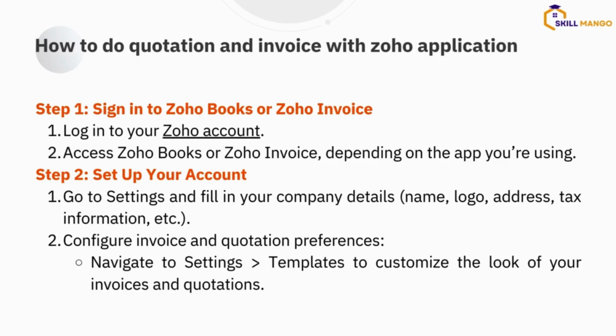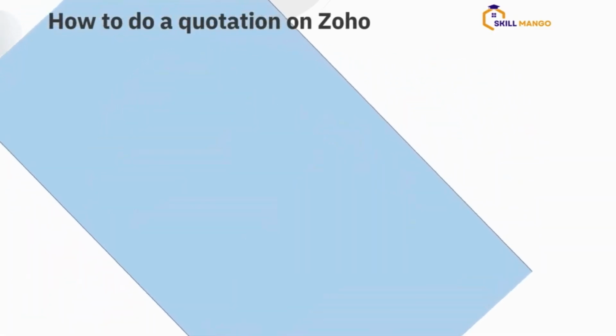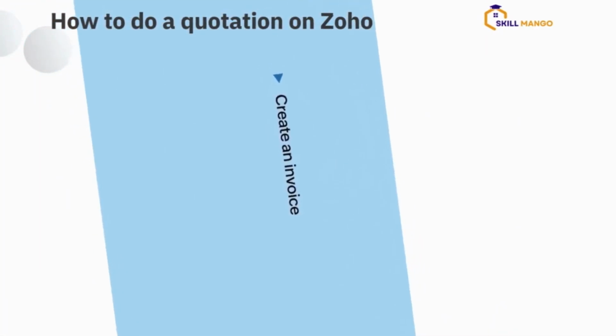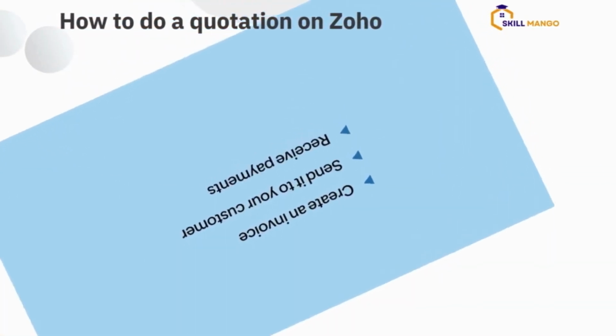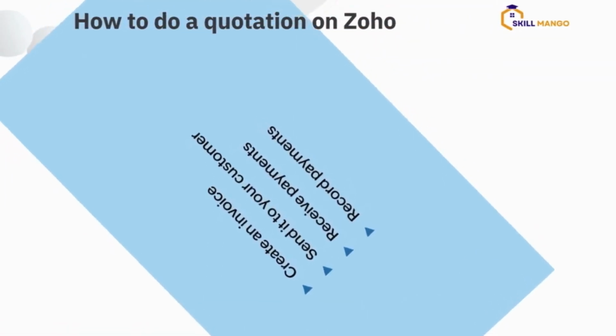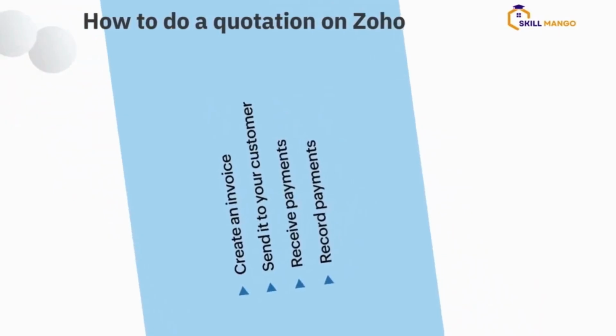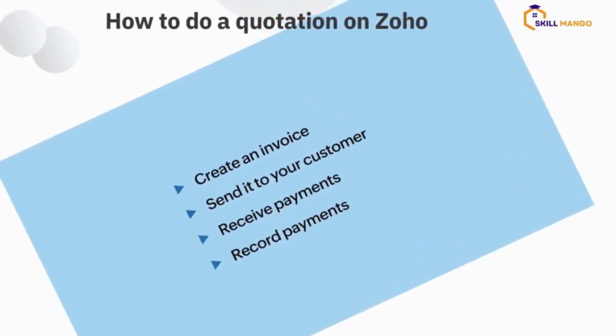Zoho is smart. They have a lot of templates you can navigate with, so you should explore it. Let's have a scenario where you have to do a quotation for a client. This is how you have to do it. To receive payment, send it to your customer, record the payment.